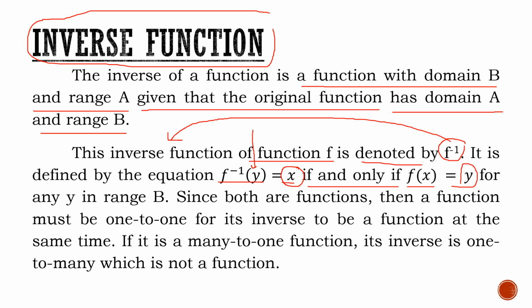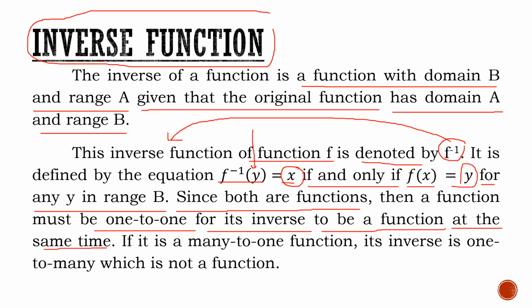Please do take note of that. Again, only one-to-one function has an inverse function. Then, let's continue with this one. So, for any y in range B. Since both are functions, then a function must be one-to-one for its inverse to be a function at the same time.